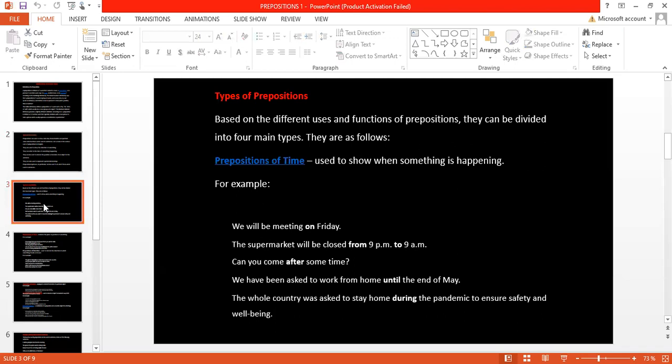All right. Number one, prepositions of time. As I stated earlier, prepositions of time are used to show when something is happening. Look at examples. We will be meeting on Friday. Look at the word on. We'll be meeting on Friday. That is showing when something is happening.